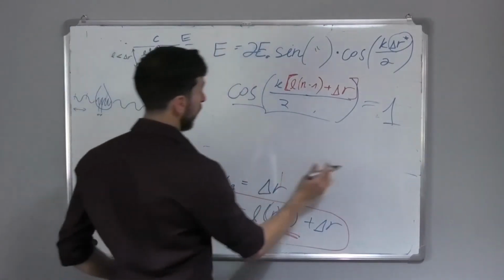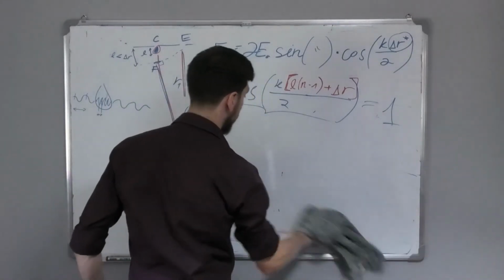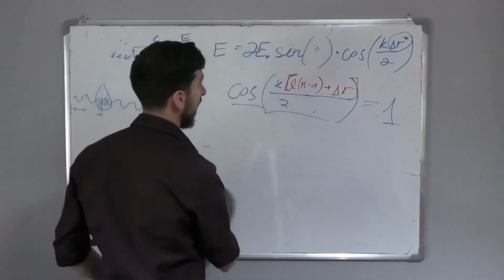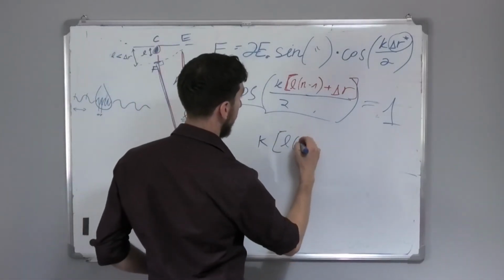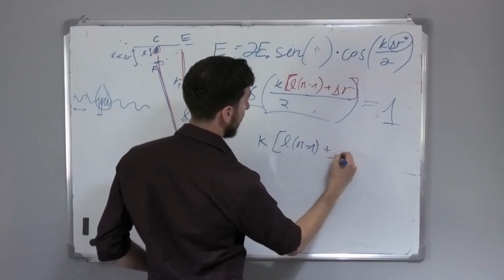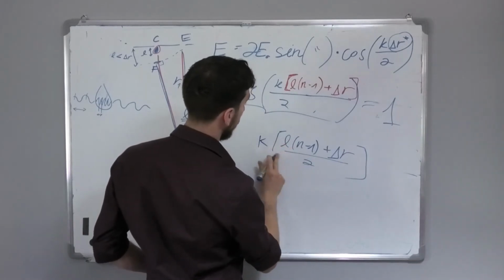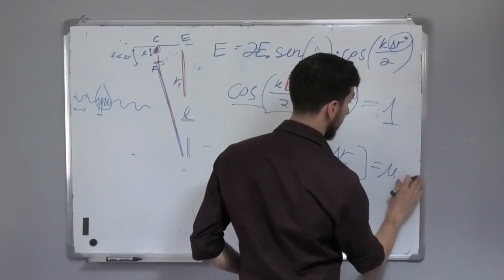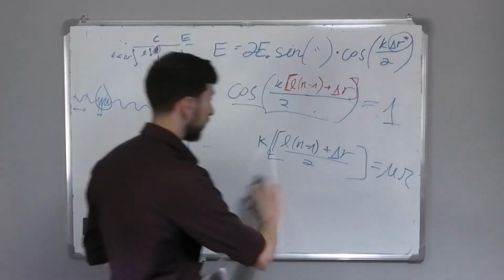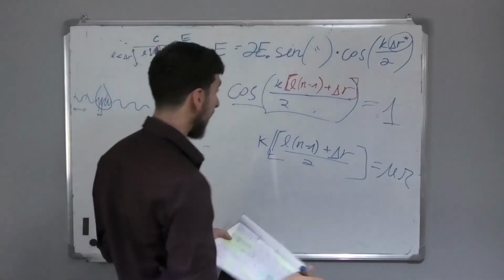Listen, right now I need to solve it. The way to solve it does not change. The only thing that changes, I need to take with me this n all the way. So right now, K times L n minus 1 plus delta R, divided by 2, right? Now this one is equal to where I have the maximum. The maximum I have at m multiplied by pi.